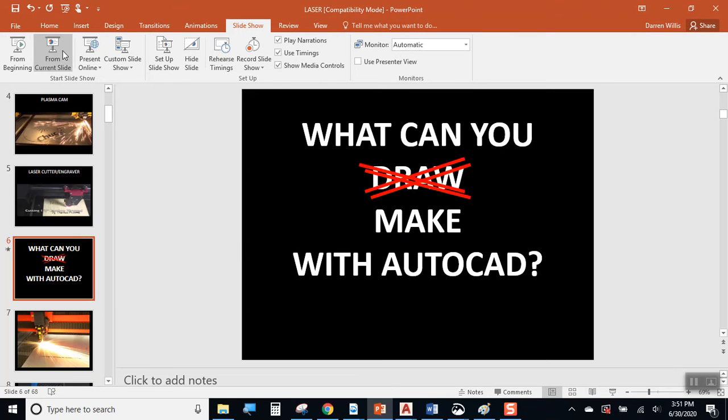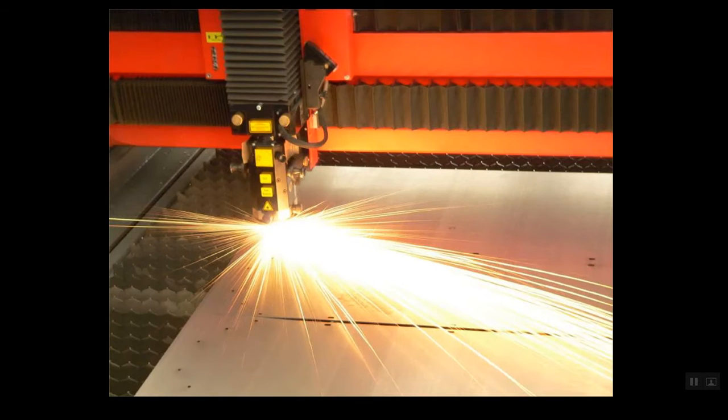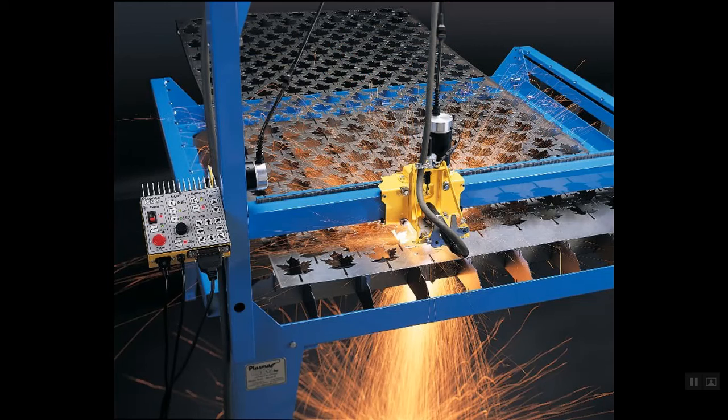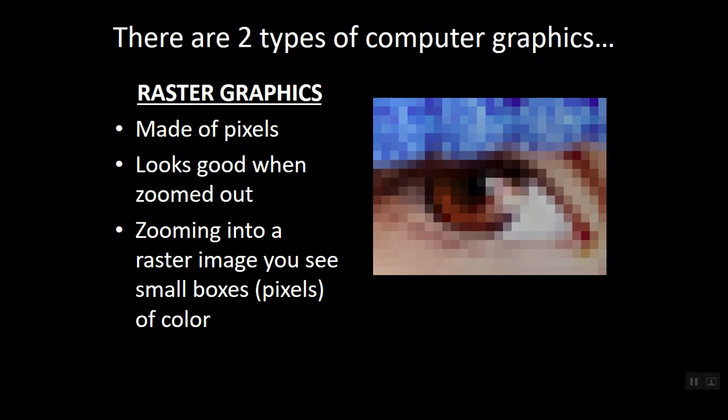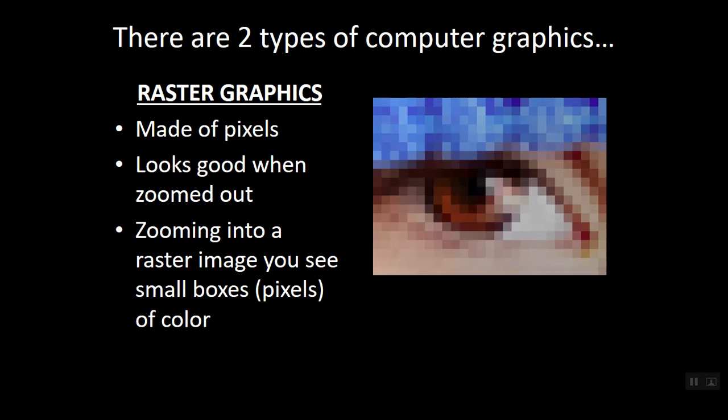So once upon a time, we talked about what can you draw in AutoCAD, right? But it wasn't just draw, it was make. What can you make with AutoCAD? And the fact is you can make a lot of stuff. There's a lot of computer-aided manufacturing equipment that relies on CAD drawings to generate shapes and geometry. Now, we've learned about raster graphics and vector graphics, and some of these tools use one and some use both.